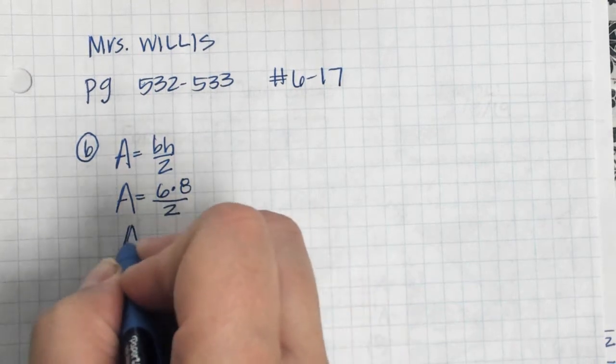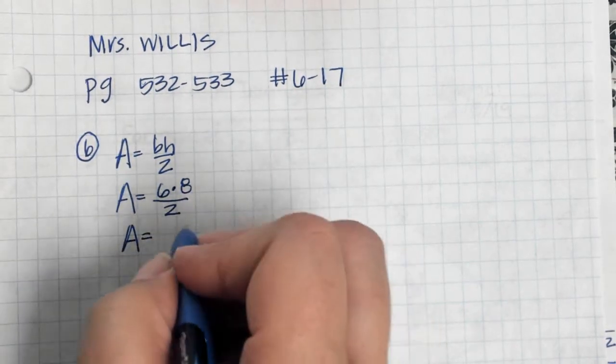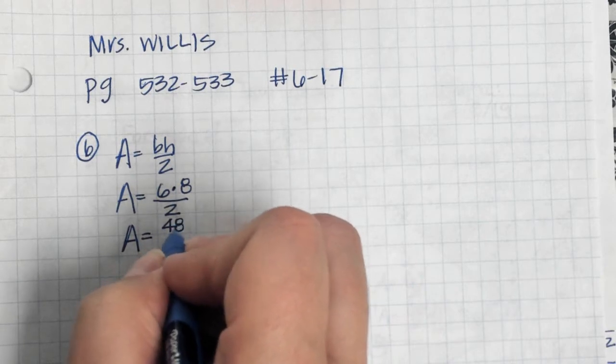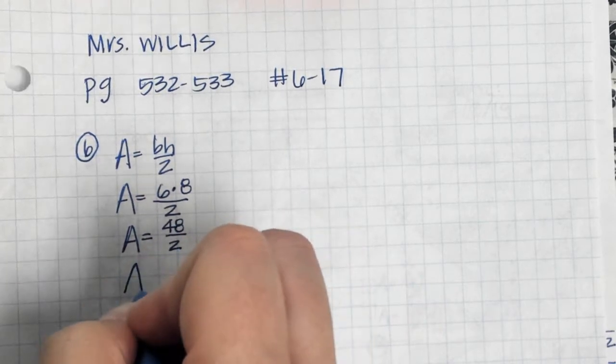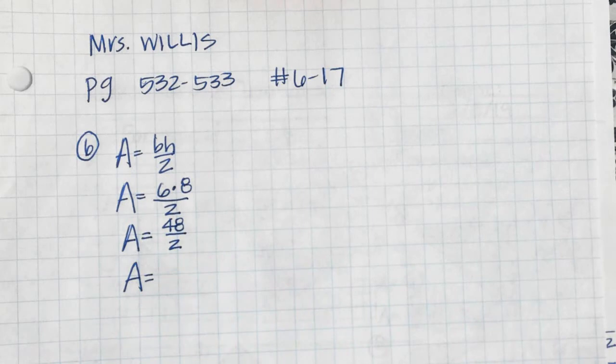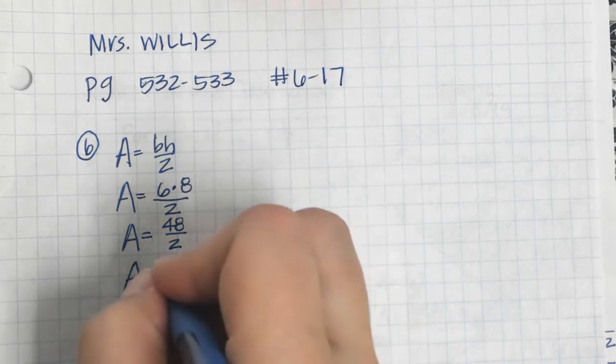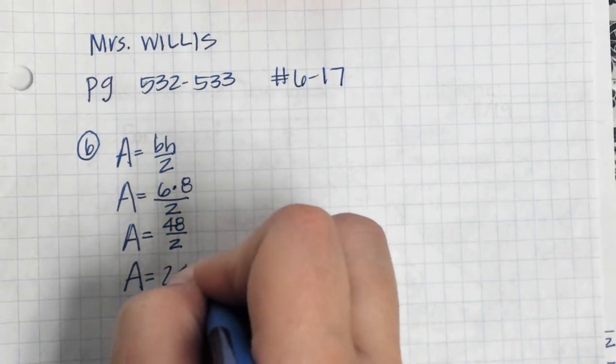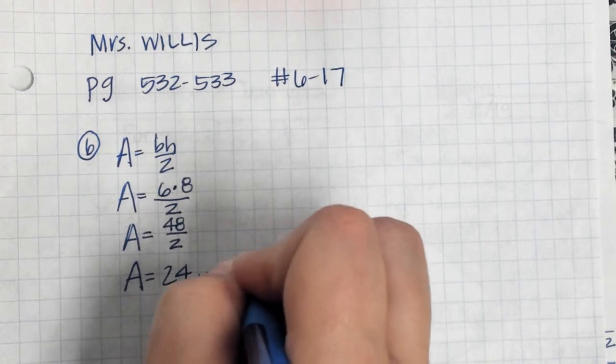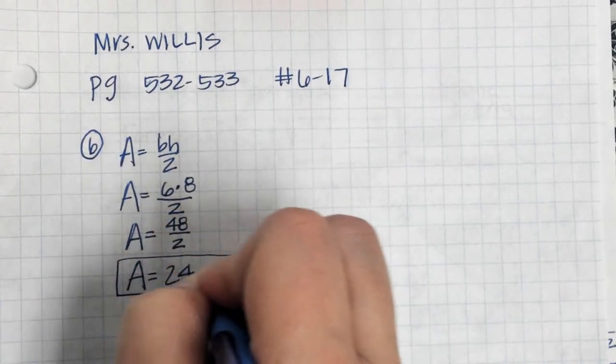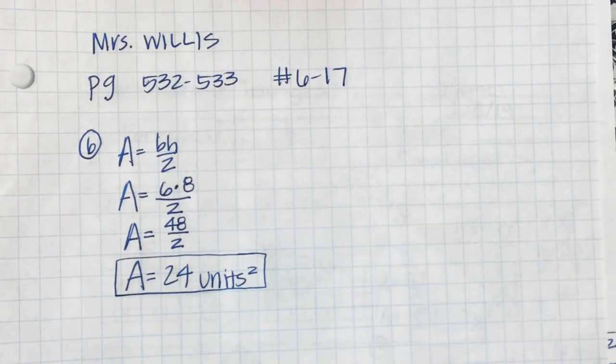So again, what is my next step? 6 times 8 is 48. I still have to divide by 2. So my answer would be what? 24. It's not labeled, so we call that units squared. Guys, this is what each problem in your homework should look like.